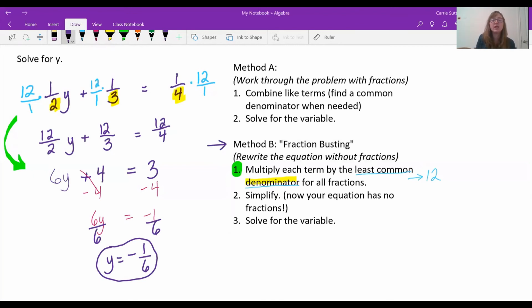Again, you find the least common denominator, looking at all of your fractions, and then you multiply each term by that number. So we had 12. Once you simplify, you've got an equation without fractions, and then you just solve it as usual. Feel free to try both methods. Both ones are mathematically correct. It's really just a matter of preference.